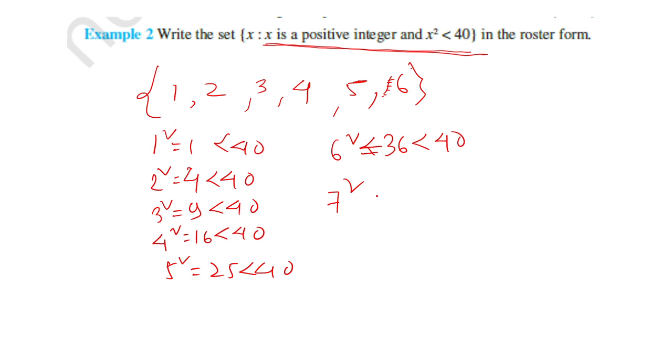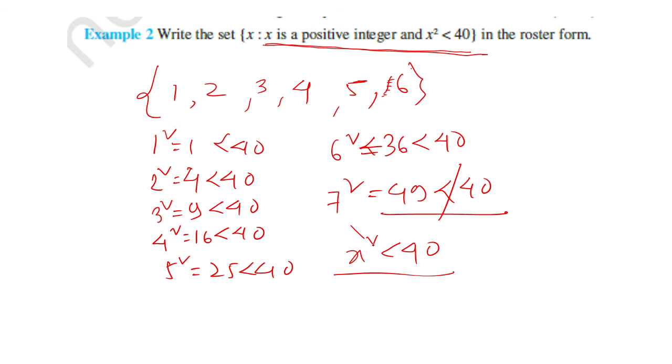But 7 will not be there, because 7 square equal to 49 does not follow this property. This property will not be satisfied. So x square less than 40 is not satisfied for x equal to 7. So you cannot write 7. So the set is only 1, 2, 3, 4, 5, 6. Okay, thank you.